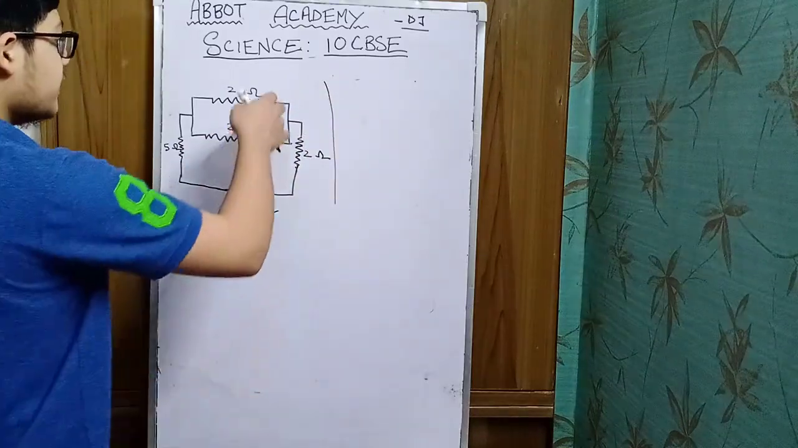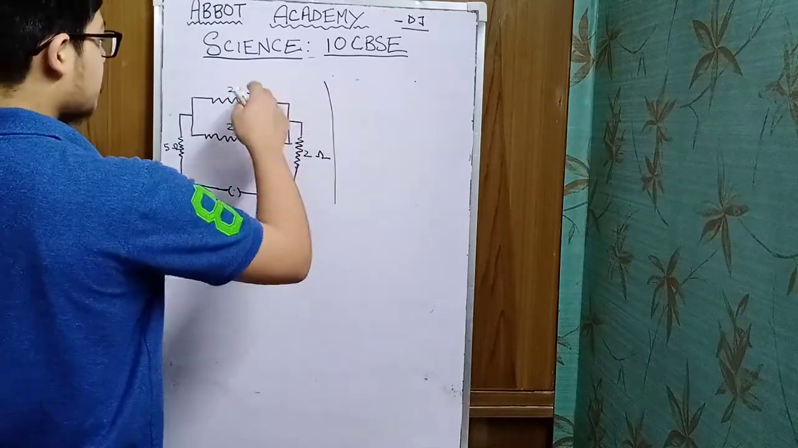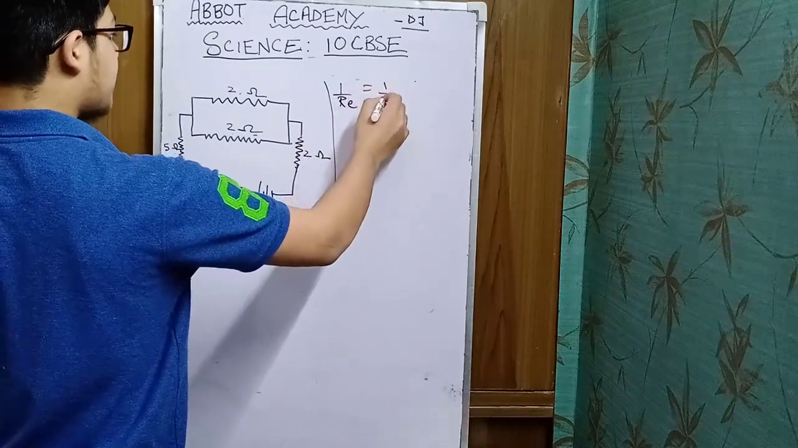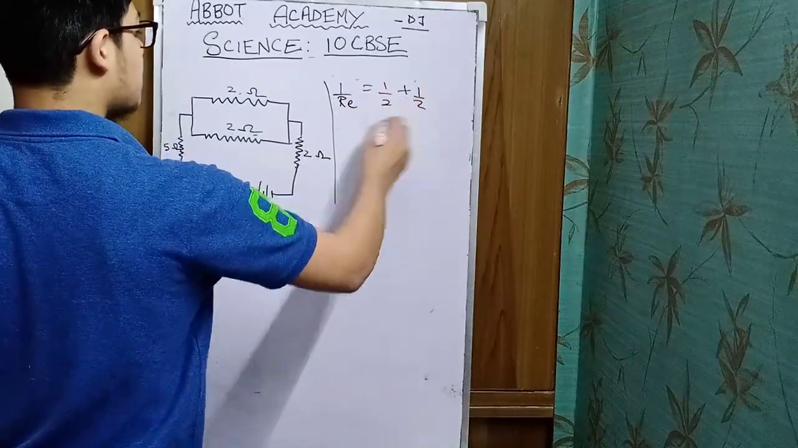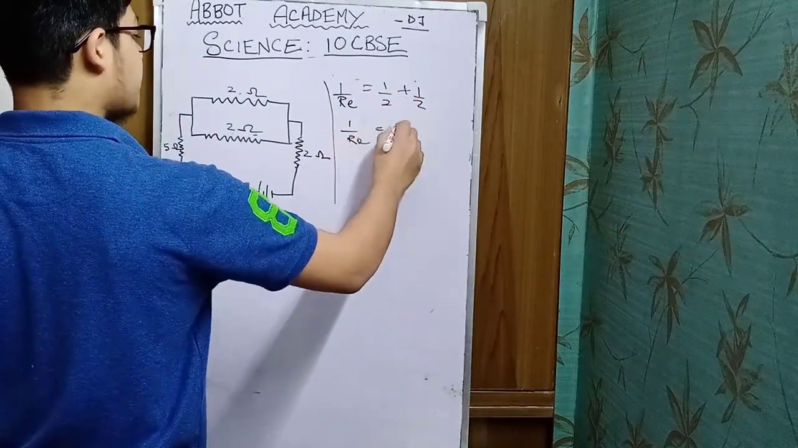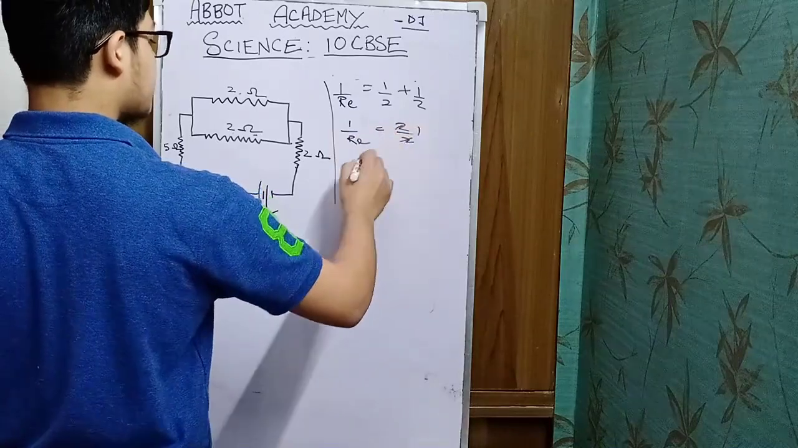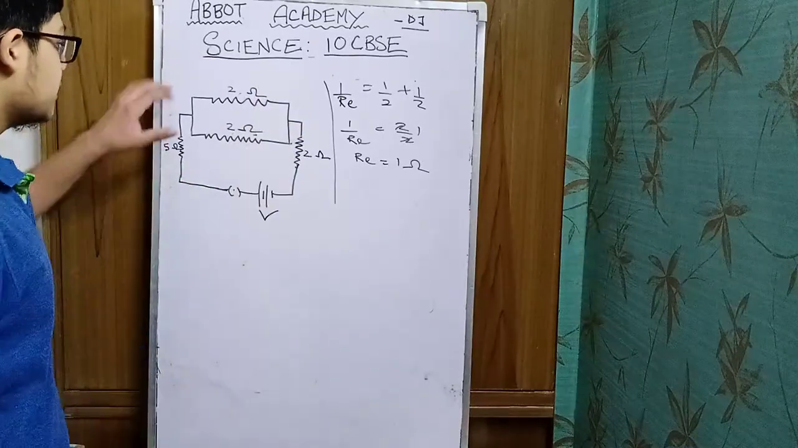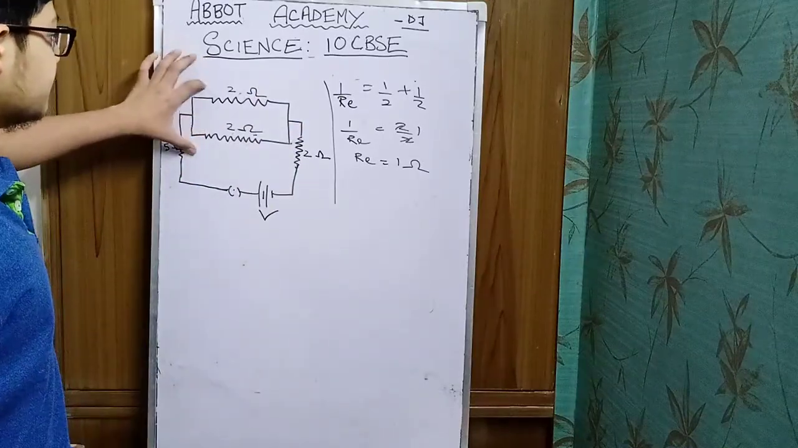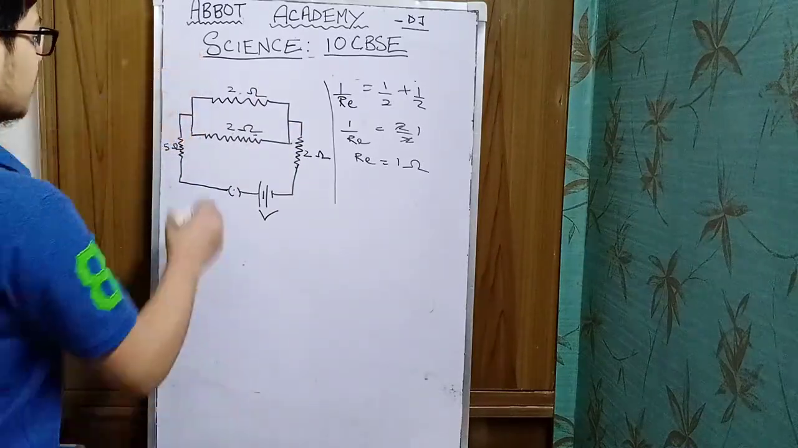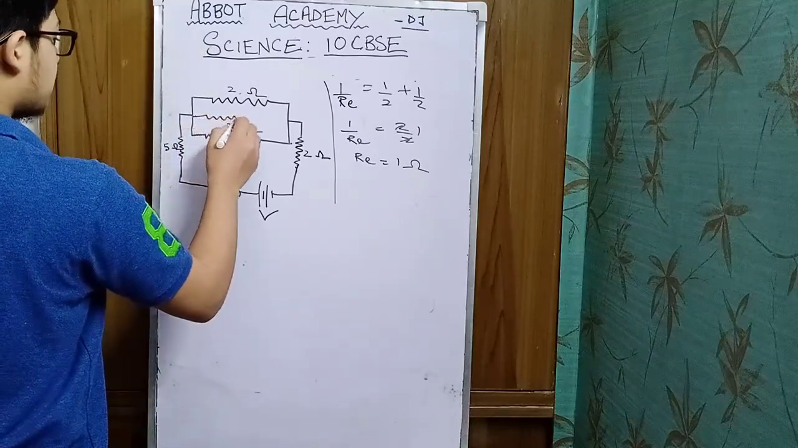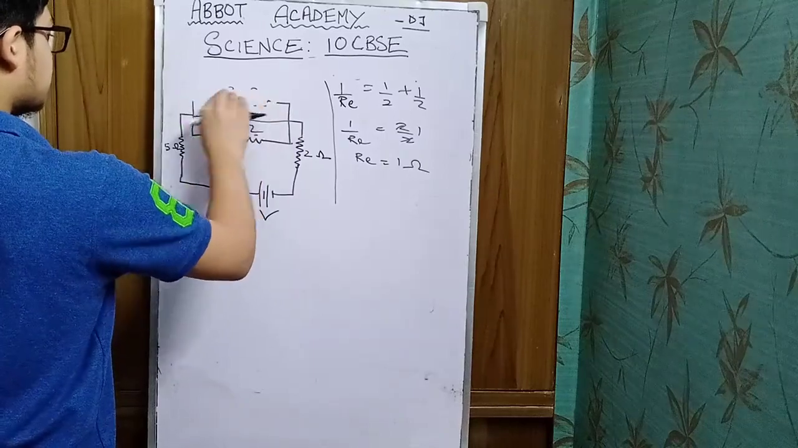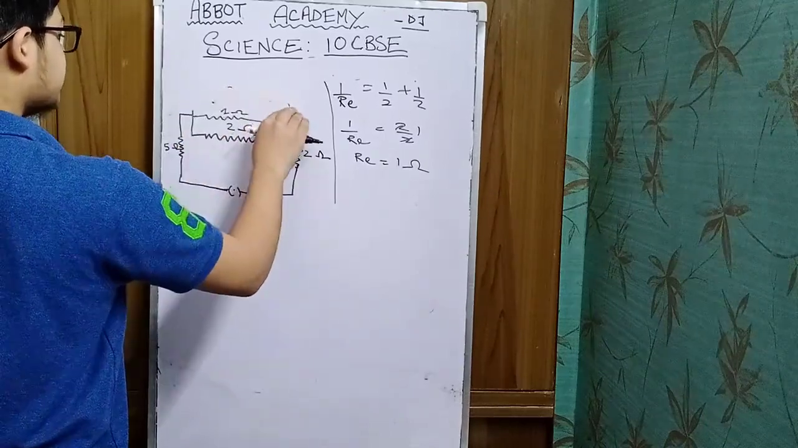Simple. So as we can see, two resistances are connected in parallel, we can write that 1 by R is 1 by 2 plus 1 by 2. So 1 by RE will be 2 by 2, that is 1. So RE is equal to 1 ohm. Now we got the value of this resistance as 1 ohm. So the equivalent resistance here, you can imagine as 1 ohm, and you can just erase this. So here we got in place of this 1 ohm.